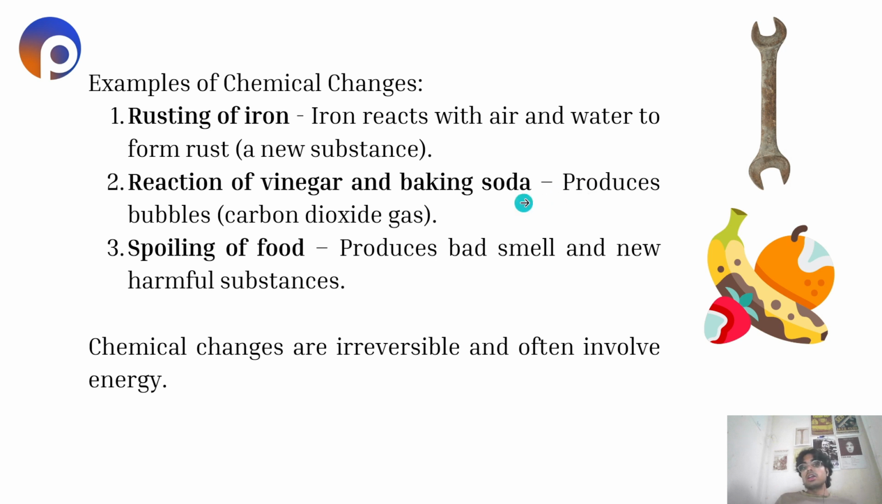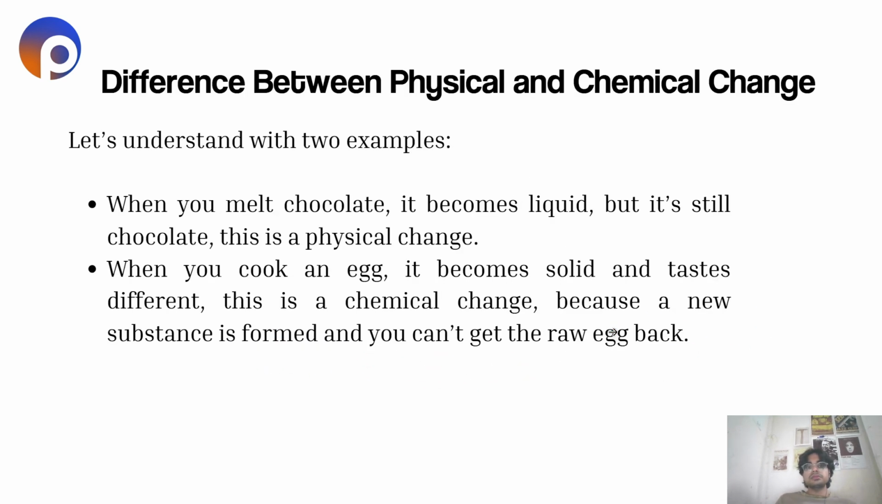Spoiling of food. Now, bad food produces a bad smell and new harmful substances. So if the food is left for days, the bacteria will form and they will react with the food and they will produce a bad and foul smell and new harmful substances. So this is also a chemical change. Now, chemical changes are irreversible and often involve energy.